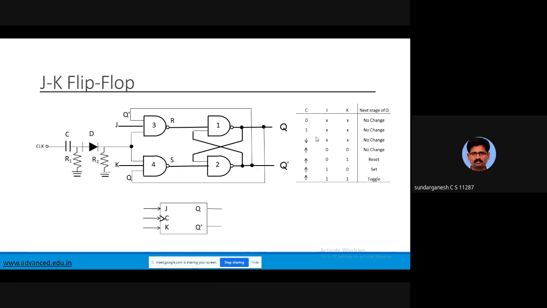Next one is the JK flip-flop. When the clock is 0, there is no change in the output. When the clock is 1, there is no change in the output. During the negative edge, there is no change in the output. During the positive edge, with J equal to 0 and K equal to 0, no change. During the positive edge, J 0, K 1 is reset. During the positive edge, 1 0 means it is set, and 1 1 means it toggles.